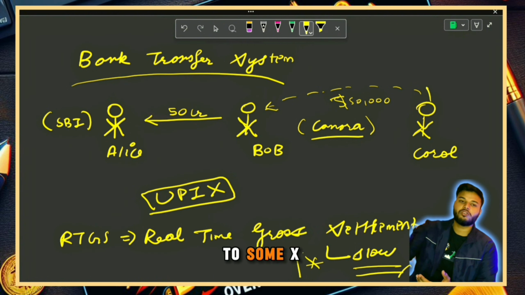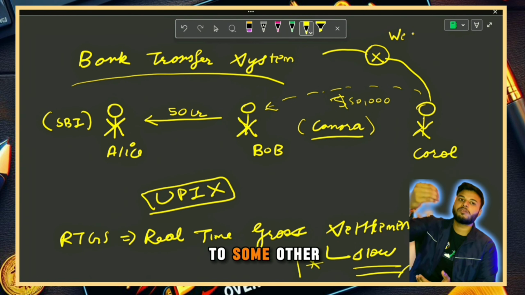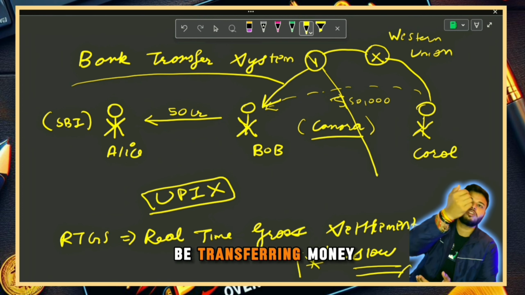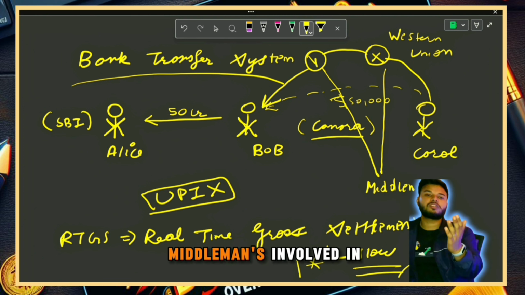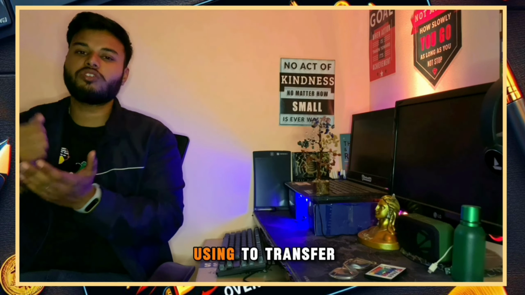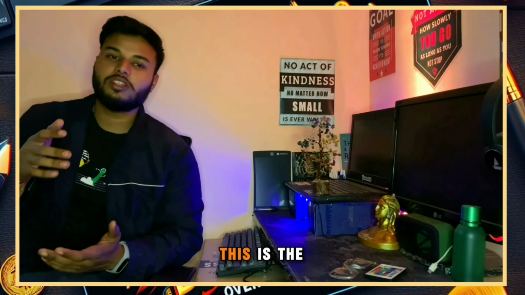So let's say Carol has to first transfer the money to some next bank, let's say Western Union. Then that bank will be transferring money to some other bank, and that bank will be transferring money to Bob. So there are two middlemen involved in this whole transaction. There are two extra banks which we are using to transfer money to Bob. This is the traditional way these international transfers take place.